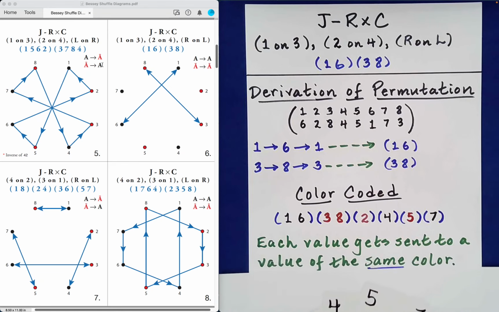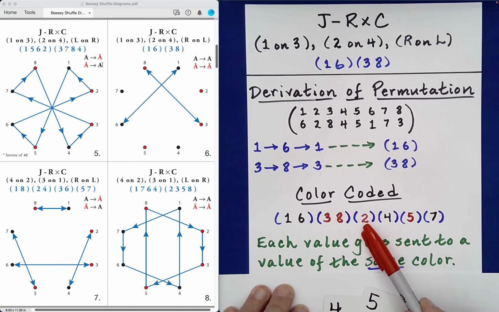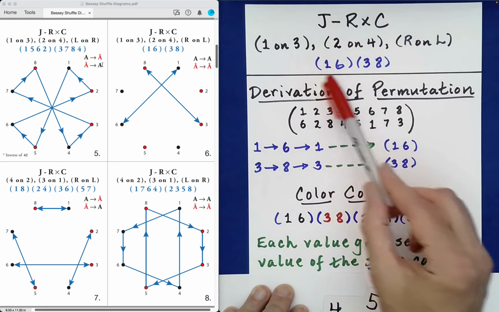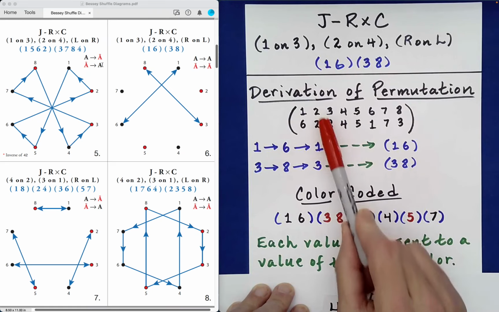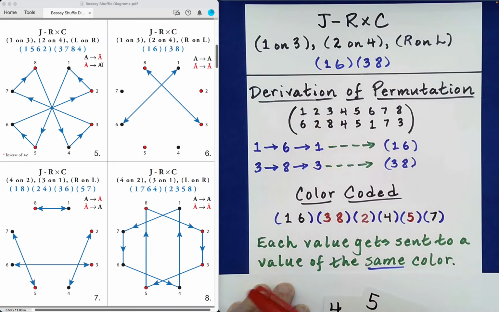Now, we've mentioned this before. Normally, we do not write single cycles or one cycles when we're representing a permutation using cycle notation. As long as we know the size of the set we're working with, we can actually drop these little one cycles. They are also called fixed points because that's what they do. Whatever's in position 2 gets returned to position 2. And same thing for position 4, 5, and 7. So here, each value gets sent to a value of the same color. So there's no inversion here.